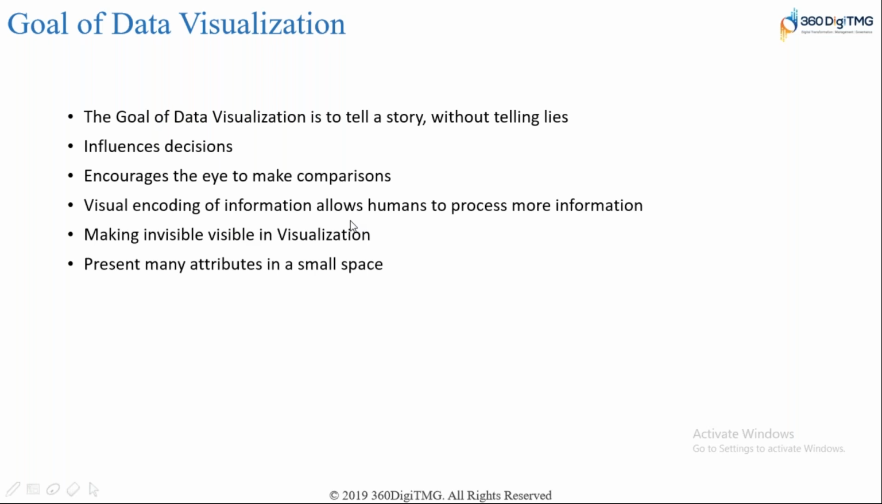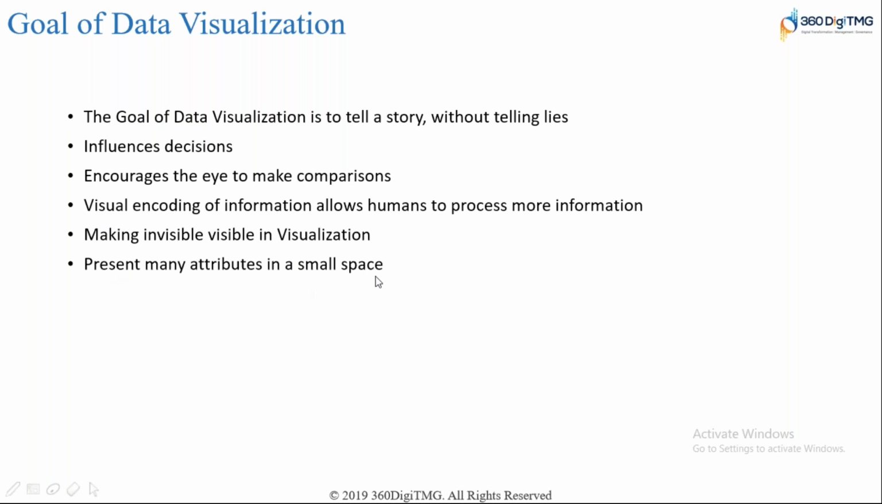Visual encoding of information allows humans to process more information, obviously, rather than looking at each and every record. We will represent it in a visual format, making invisible visible in the visualization. So things that people could maybe miss out, okay, in the normal analysis, we try to capture them in visual analysis. How so? We will be looking at with practical examples.